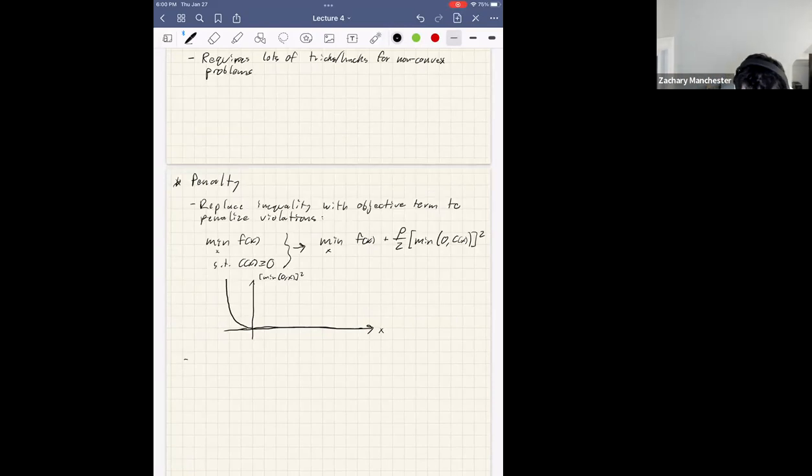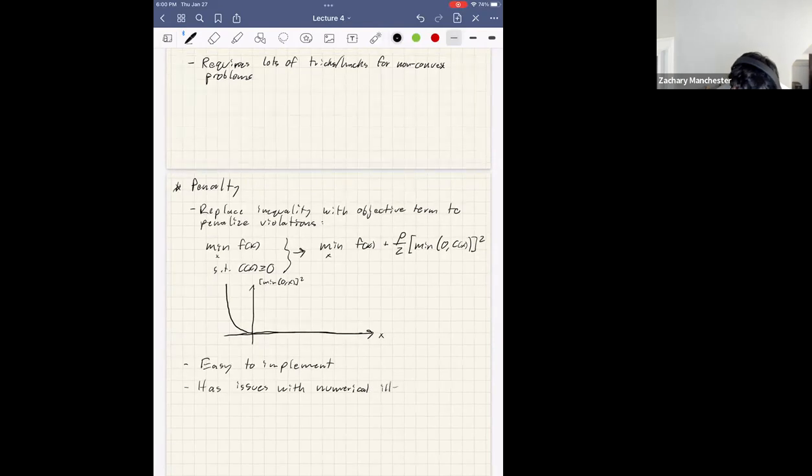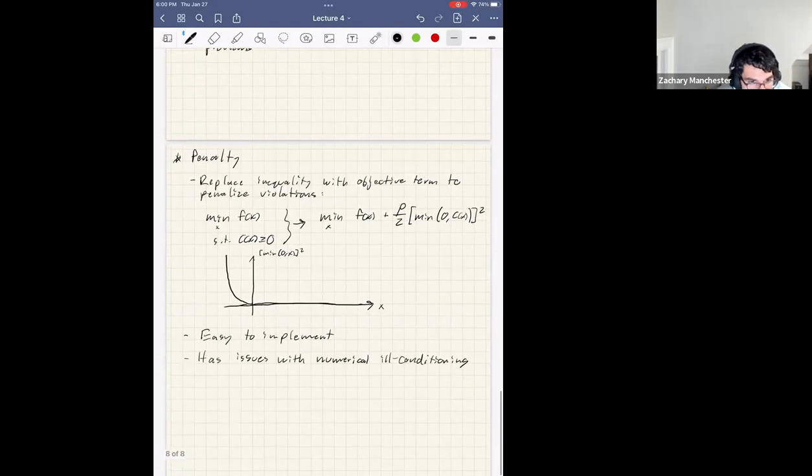So what to say about this? Super easy to implement, but has lots of numerical issues. And what else do we say? As a result of that, it's difficult to get good high accuracy constraint satisfaction.